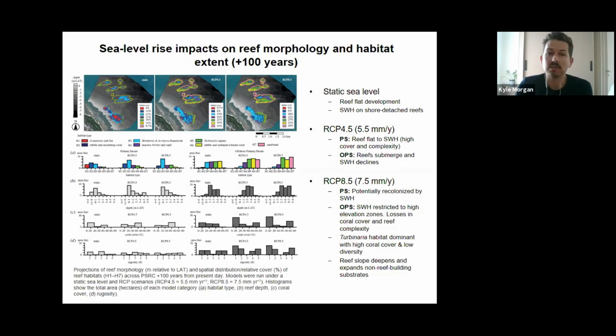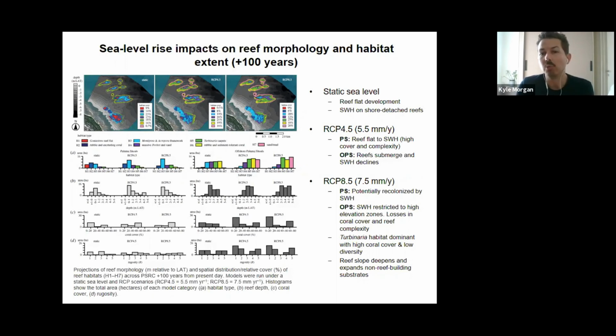Okay, so I know there's a lot to look at in this figure, but I just want to summarize some of the key findings. So if we look at 100 years at the static sea level, we're going to see increasing reef flat development, basically, as these reefs hit sea level and start to prograde laterally. We're going to see increased shallow water habitats, so really productive reef systems, which is the light blue color on the left panel. This is going to increase under static conditions.